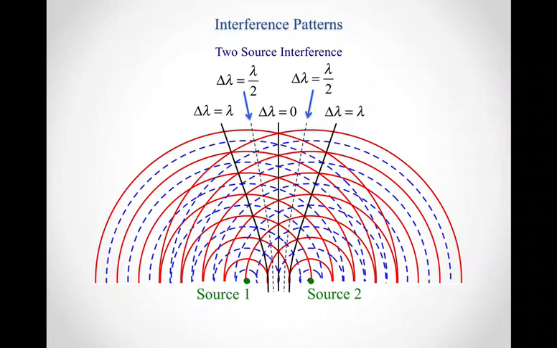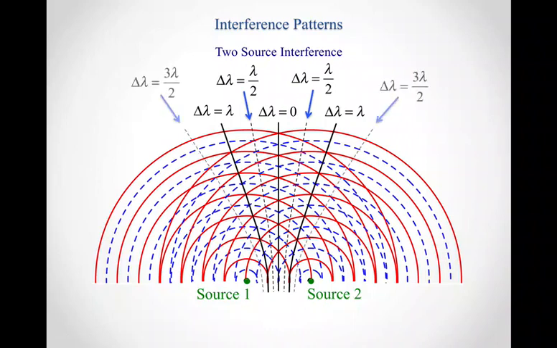Next, I can find a constructive line that corresponds to path differences of a full wavelength. So here again, when I look, I see red overlapping red, blue overlapping blue. And so again, given a particular point, let's say the wave from source 1 has traveled 1, 2 wavelengths, which tells me that the wave from source 3 will have traveled 1, 2, 3 wavelengths. It's traveled 1 wavelength more.